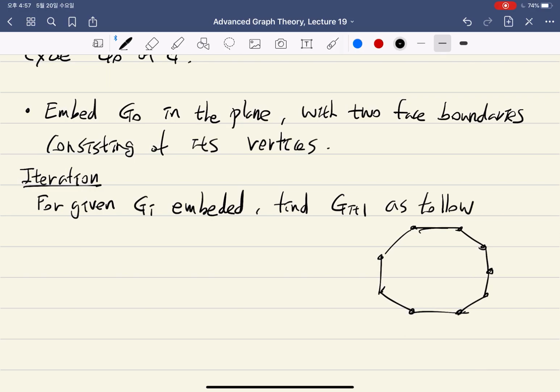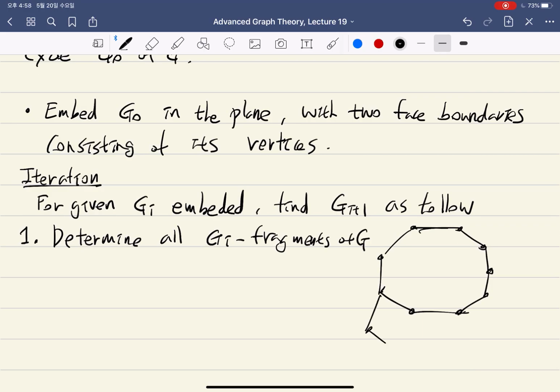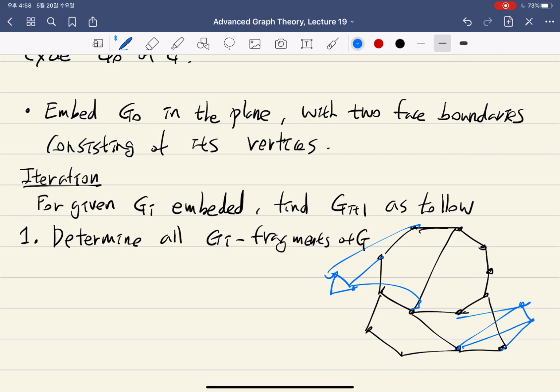So this G0 or Gi is a plane graph which is already embedded. First, we determine all Gi fragments of G. Let's just assume that we have Gi, which roughly looks like, say, this. And there could be several fragments, looking this way and say this.